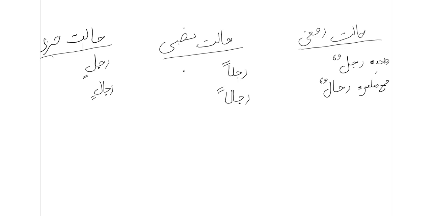Now the I'rab of tasniya, dual. When we want to use tasniya in halat rafi, instead of giving a damma on it, we make tasniya with alif noon, like rajulani. In halat nasbi, with ya noon, like rajulaini. In halat jarri, with ya noon, rajulaini.